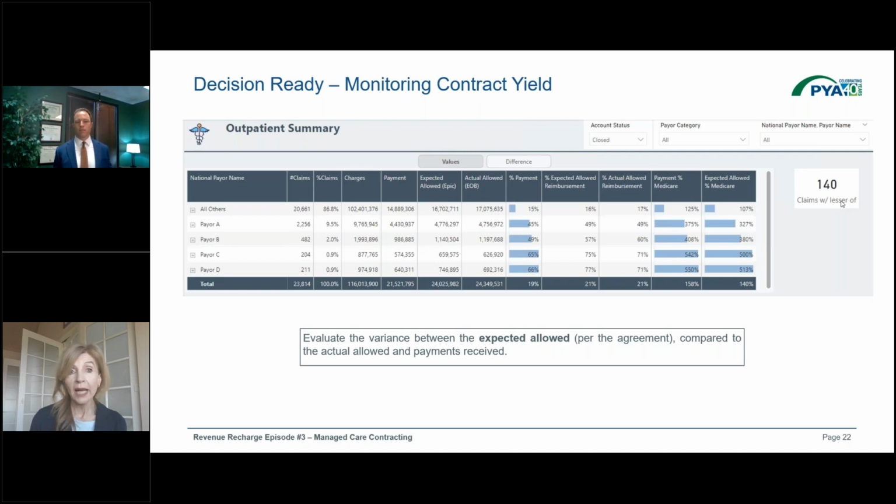So the question was why? What happened in the system conversion that we planned that didn't go as planned? And why did we see this large reduction in charges?